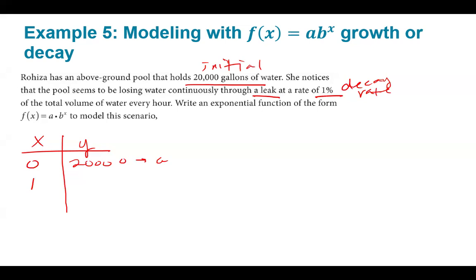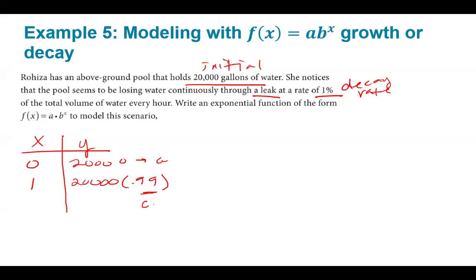So after 1 hour, I've leaked 1% of my water. So I need to leak 1%, which means that I'm keeping how much? If I leaked 1%, then that means I'm keeping 99% of my water, right? So that would be my 20,000 times 0.99 is what I'm keeping. So that's our table as we analyze what we have. What I'm keeping, that is my change factor, right?